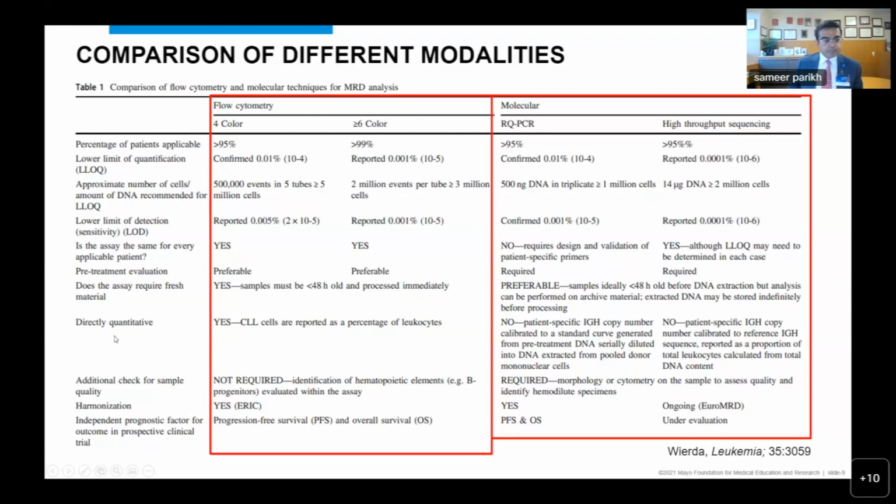On the flip side, it's important to remember that the flow cytometry test really reports the quantitation of CLL cells as a percentage of total leukocytes. So when we say 10 to the power minus 4, it actually means one CLL cell in 10,000 leukocytes. Whereas the molecular tests on the right actually refer to the patient-specific copy number alterations that are present in the post-treatment sample relative to what were present prior to treatment. And that's again a percentage, but it is very powerful.